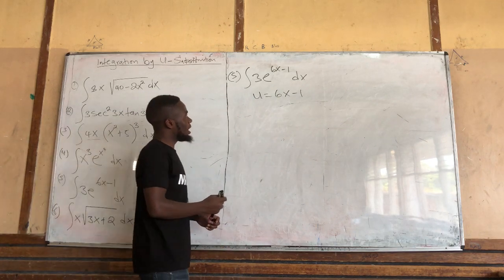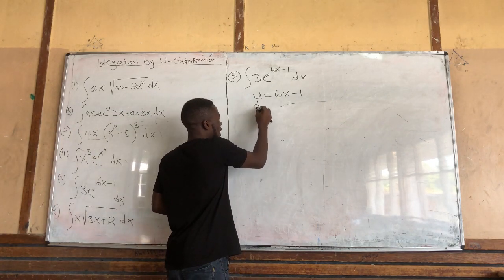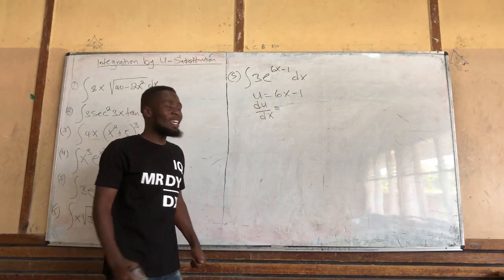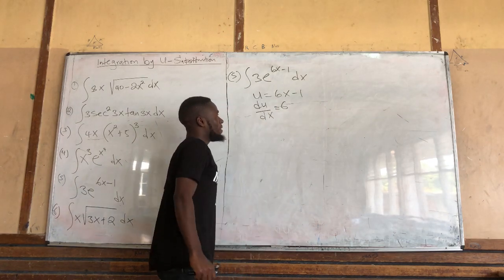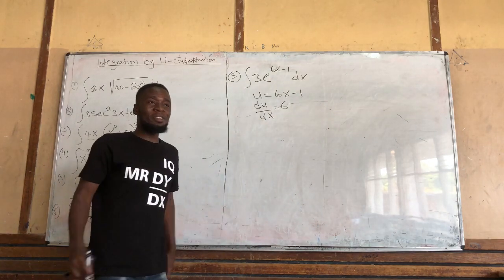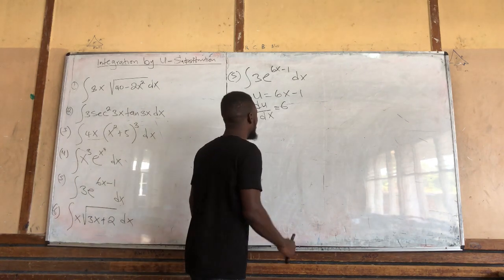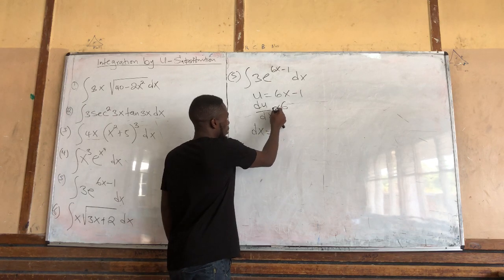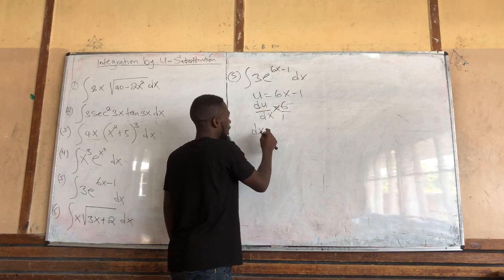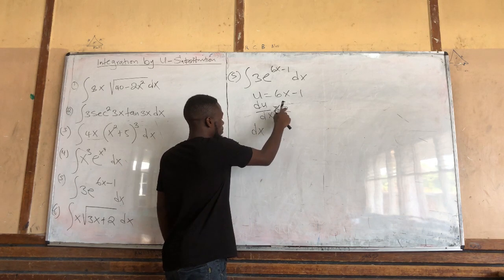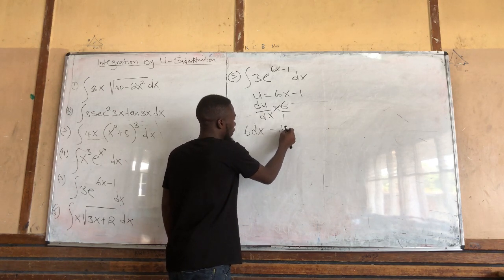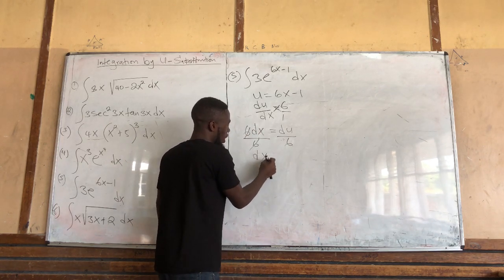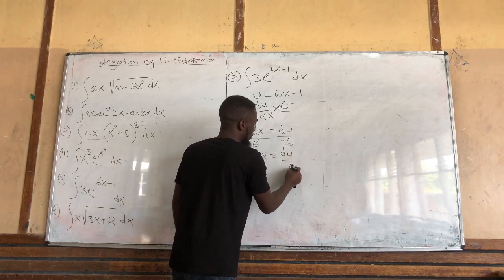Okay, so what's the next thing here? We need to find du dx. du dx here is equal to what? When we differentiate 6x, the answer is 6. Minus 1? That's a constant there, so it's 0. From here we can find dx. We cross multiply: 6 dx equals du. Dividing by 6 over 6, dx here is equal to du over 6 there.